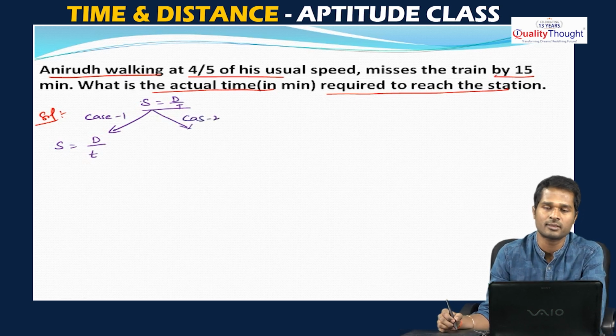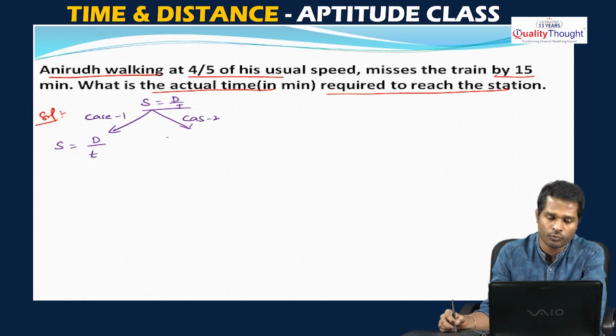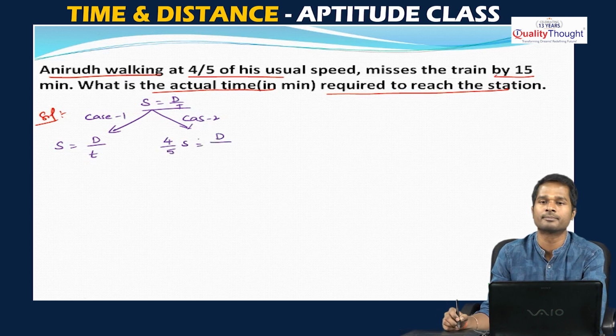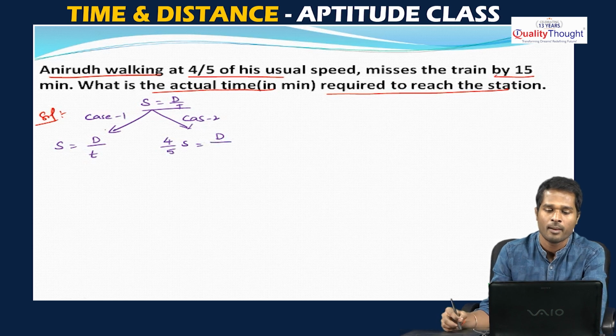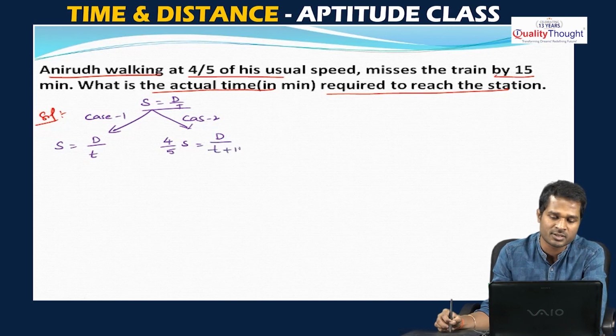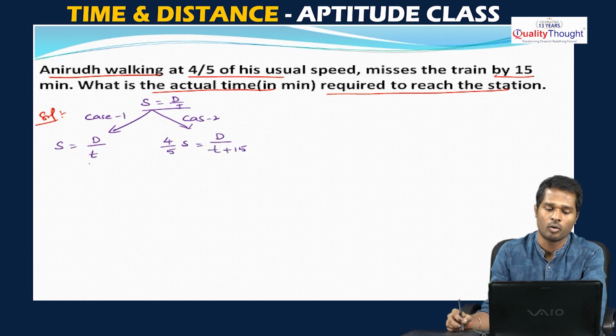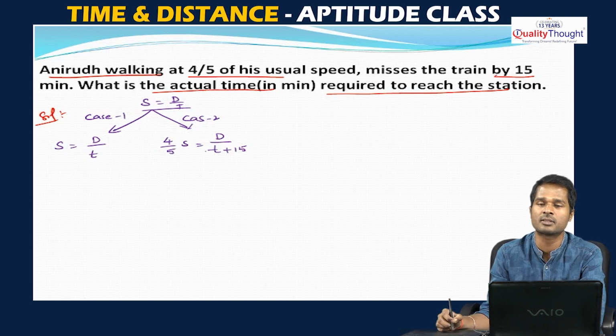He travelled with 4 by 5 of the original speed, but the distance is not going to change. The distance is the same, but this time he misses the train by 15 minutes. That means he reached the station 15 minutes late. The original time is t minutes only, but he missed the train by 15 minutes.